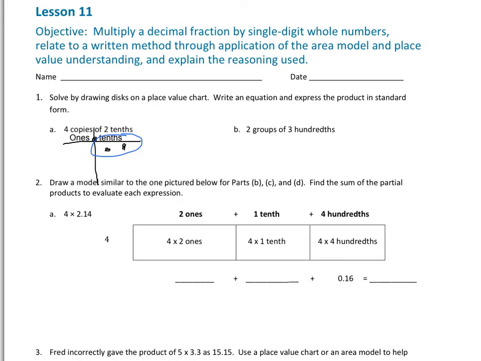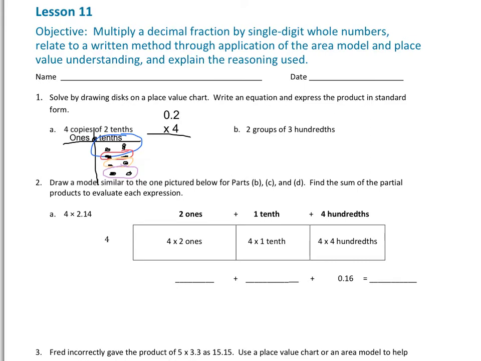I'll illustrate this on the place value chart below. I have circled all 4 of the copies, each having 2/10 inside of them. Count the total number of tenths at this time. There's a total of 8/10. Now, let's express this product in standard form.